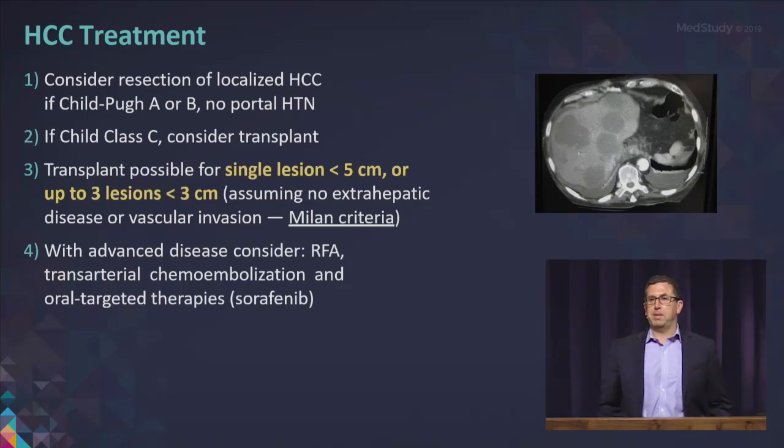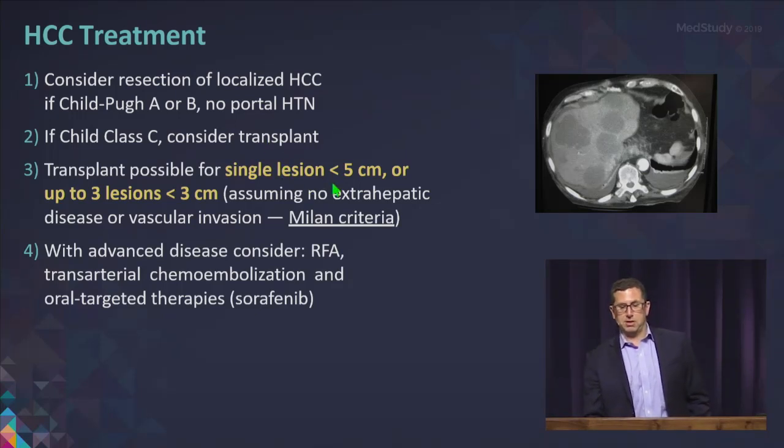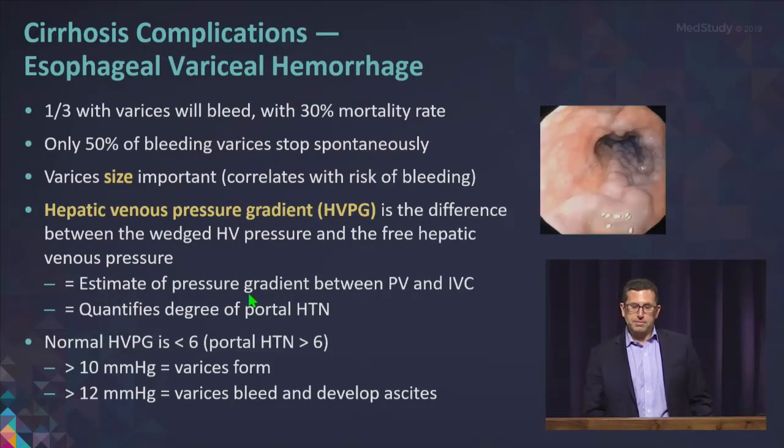Treatment, generally, if the patient is non-cirrhotic, you may be able to get away with a surgical resection. However, if they're cirrhotic with portal hypertension, you're going to want to do a liver transplant. And the Milan criteria state that if you have a single lesion less than 5 centimeters or up to 3 lesions less than 3 centimeters, they could be eligible for liver transplants. And if they have advanced disease, sorafenib would be a chemotherapeutic option.